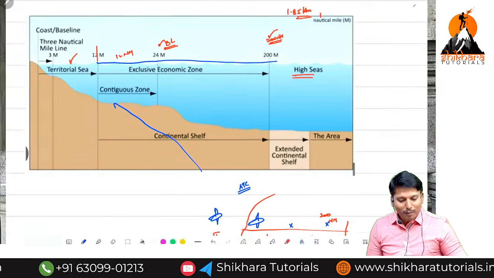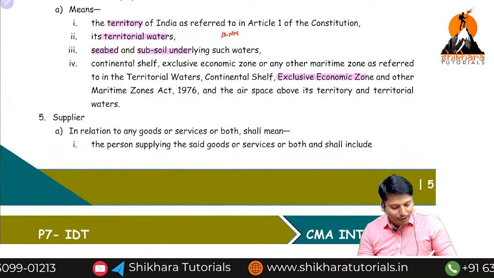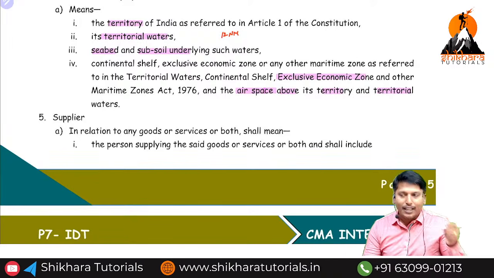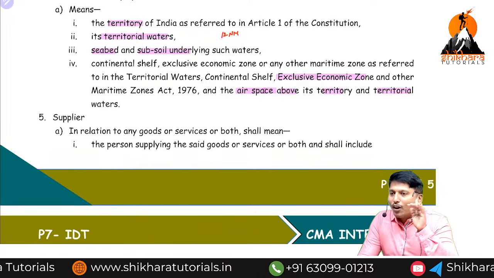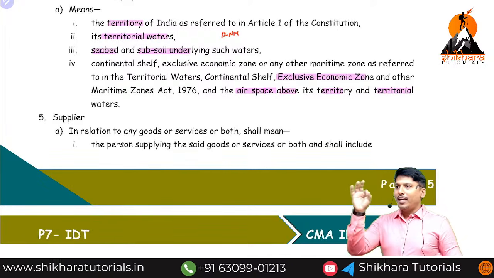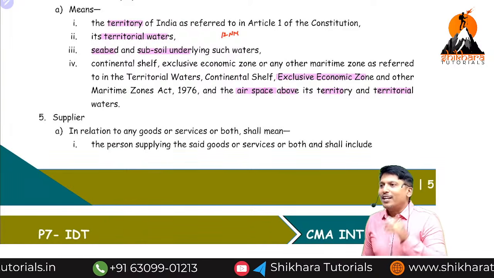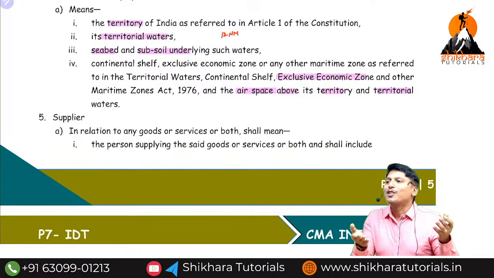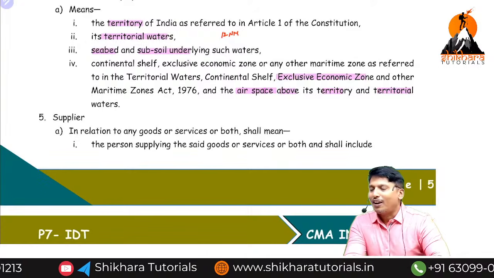But airspace is only about territory and territorial waters. The main thing: airspace is only about territory and territorial waters. Above the exclusive economic zone and above the contiguous zone does not belong to India. So, in an easy way, India means territory and territorial waters. That is the first point. Second point: seabed, subsoil, continental shelf, contiguous zone up to the exclusive economic zone is India. The exclusive economic zone is 200 nautical miles.